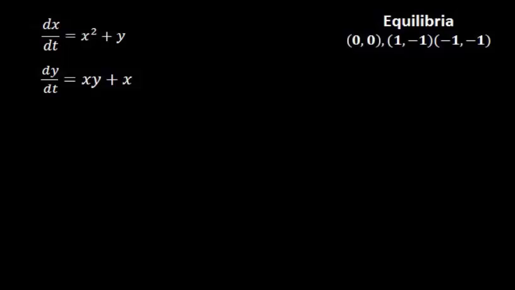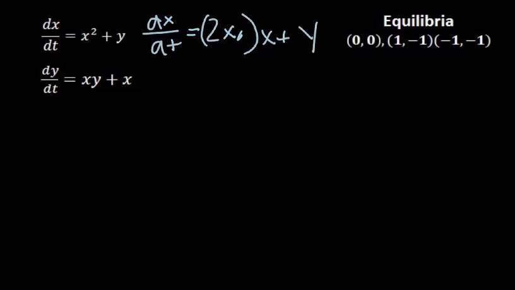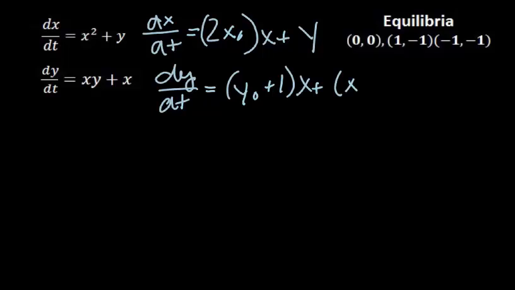So from all the partial derivatives, we now know what our new dx/dt and our new dy/dt is in our linear system. So we can just go ahead and write those up at the top so that we can remember them whenever we're working with our different equilibria. So we know that our dx/dt is now equal to 2 times x sub 0, which is one of our equilibria points, times x plus y. And then we know our dy/dt is equal to y sub 0 plus 1 times x plus x sub 0 times y.